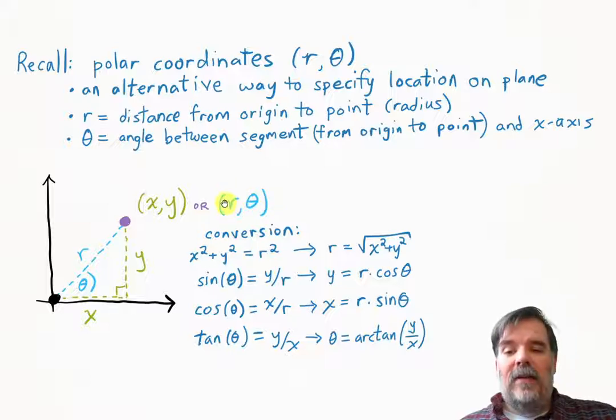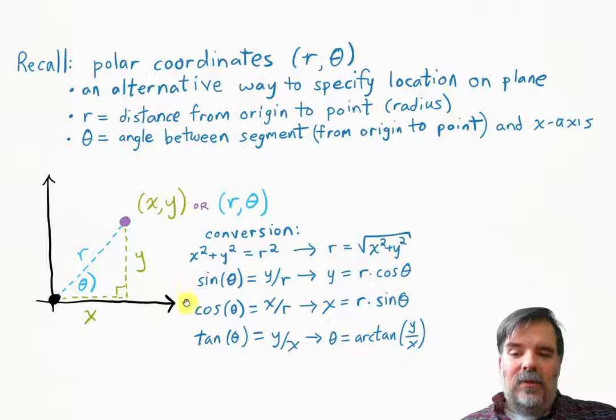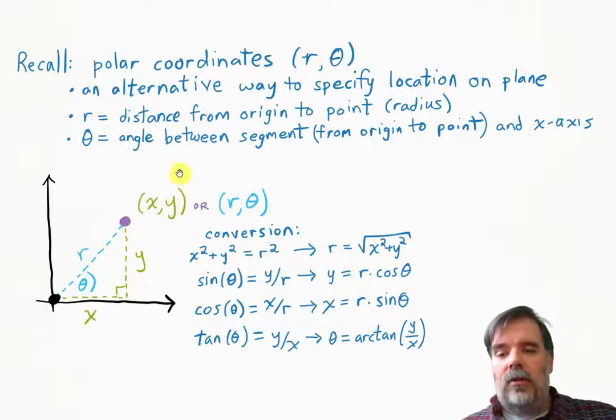Alternatively, if you're given r and theta, you could solve for x and y. And this uses two other trigonometric functions. The sine of angle theta is defined as the length of the opposite side divided by the length of the hypotenuse. So sine theta is equal to y over r. Multiply both sides by r, and you have a formula for y. Y is equal to r times sine theta. So if you know r and theta, you could determine y.